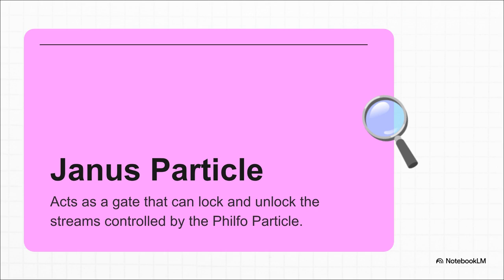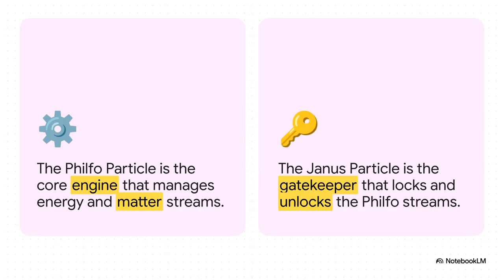And working right alongside the Philfo particle is the Janus particle. Its job is way simpler. Think of it like a bouncer at a club or a tap on a faucet. It's a gatekeeper. It can either allow or block the flow of all that stuff the Philfo particle is managing. So their relationship is everything. You can think of the Philfo particle as the engine, the power plant, generating and directing all this flow. But the Janus particle, that's the ignition key. It's the gate that controls when all that power actually gets released.